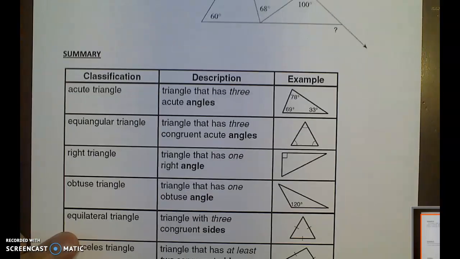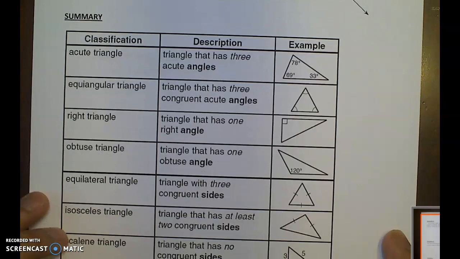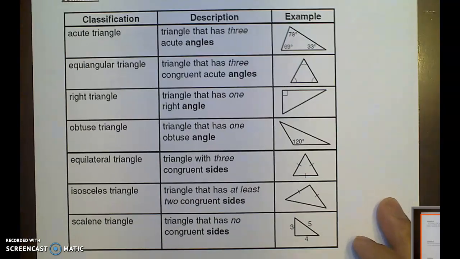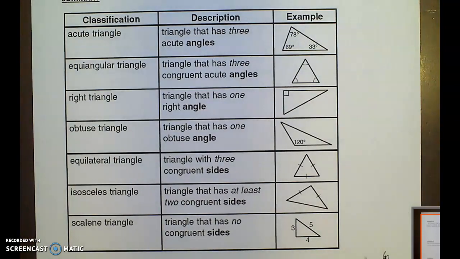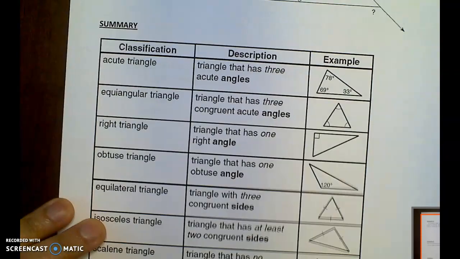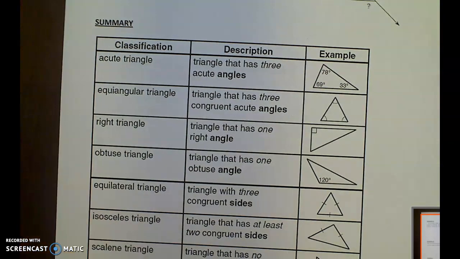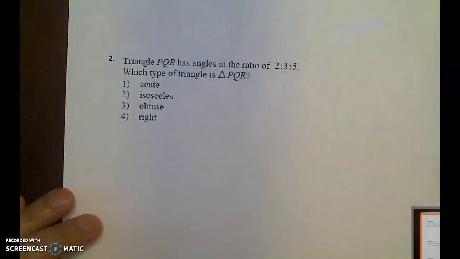Alright, so move on. We're going to skip the challenge problem for today. Here we have on this sheet a summary of all the things we talked about in the lessons from yesterday and today. So again, here are your angle classifications, the description, and some examples of those types of triangles. So you can take a look at that in your notes.